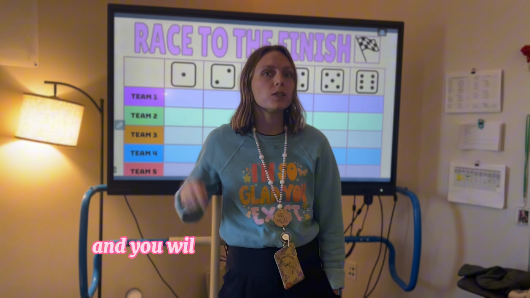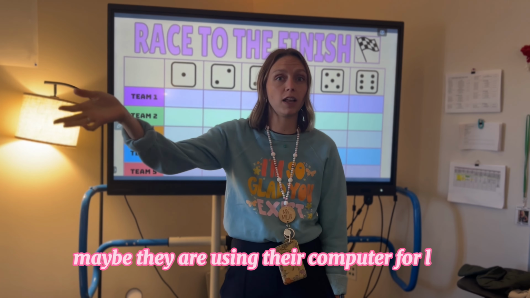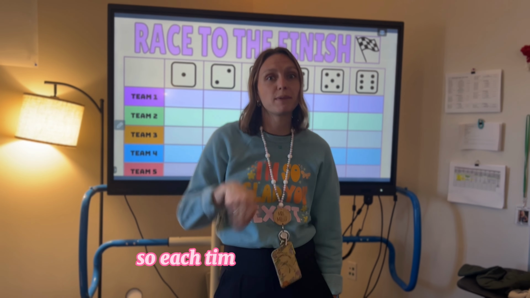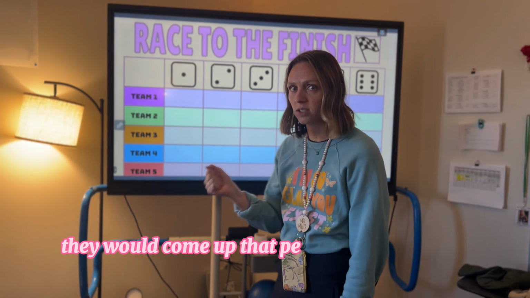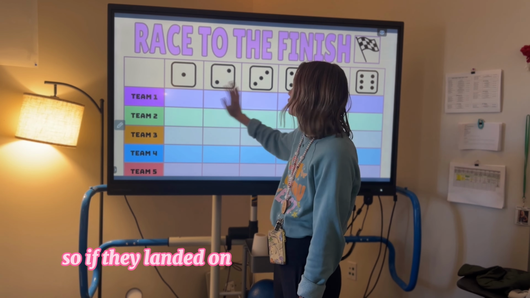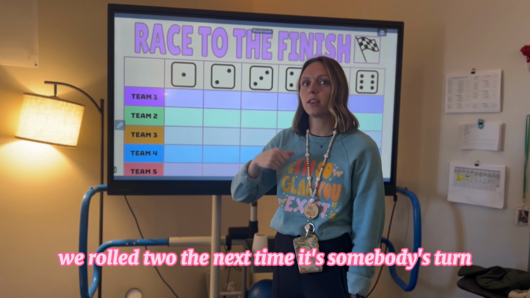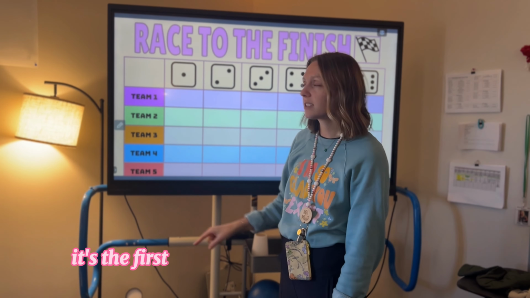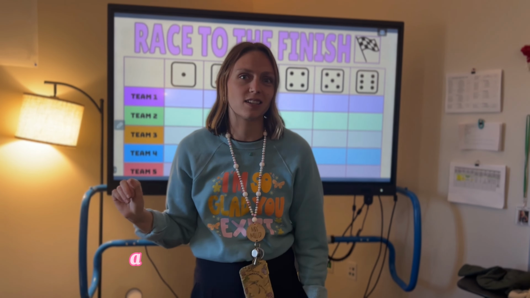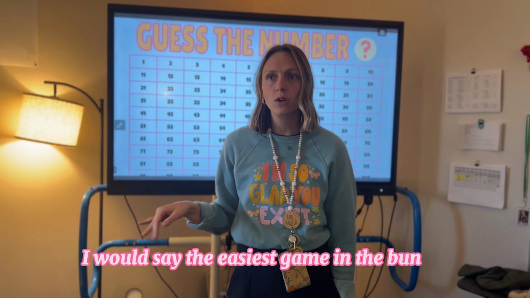To the finish, and you will need a dice or something similar. Maybe they are using their computer as a random dice generator if you don't have physical dice that students can use. Each time it's a team's turn, that person would come up, roll the dice, and mark whichever number they landed on. So if they landed on 2, they would mark, okay, we've gotten 2. Then the next time it's somebody's turn, they want to roll something other than 2. It's the first team to roll all 6 sides that wins. So this one's a little bit of a game of luck as well. The number is really fun. I would say this is the easiest game in the bundle.